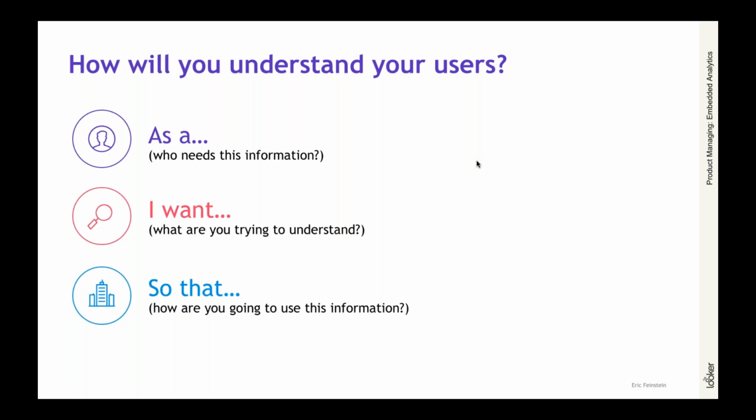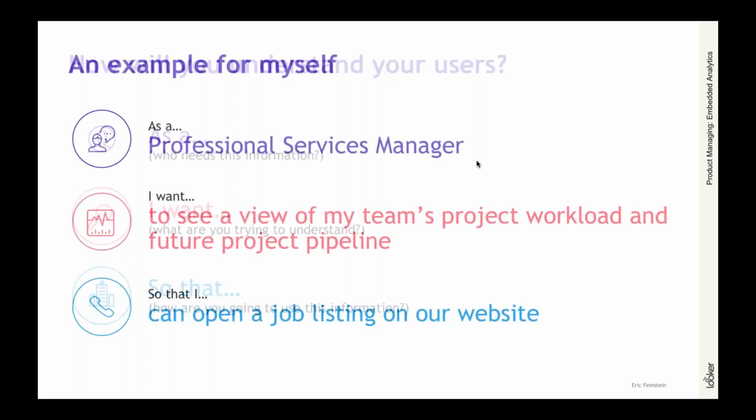So the first step is, who needs that information? It's really just a type of user. It's a finance manager, sales executive, a CEO, an office manager. It doesn't really matter. It's a way of grouping users together. What do they want to understand? This is really what's the piece of data that they're looking for, and then what action will they take once they get that? So I'm going to go through a couple of examples here.